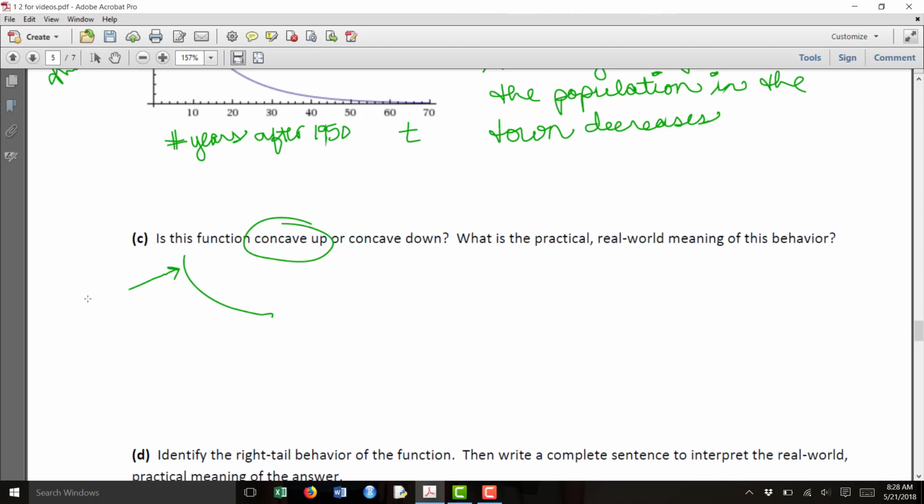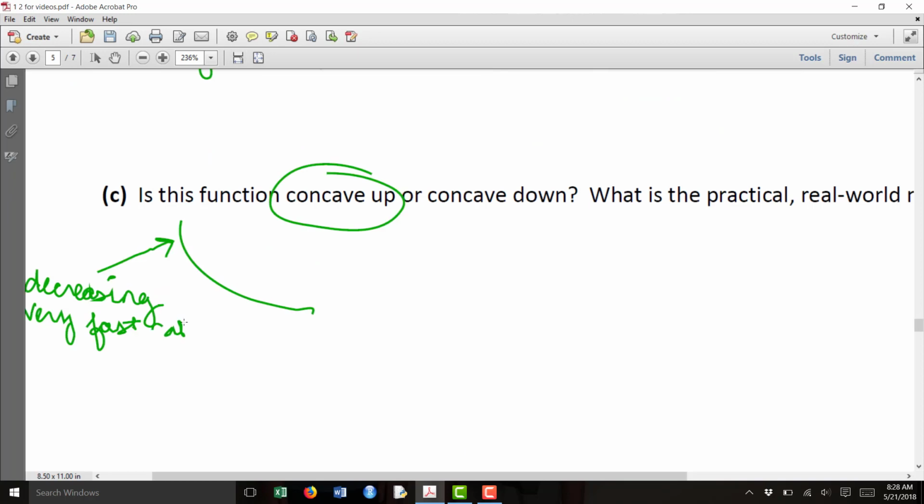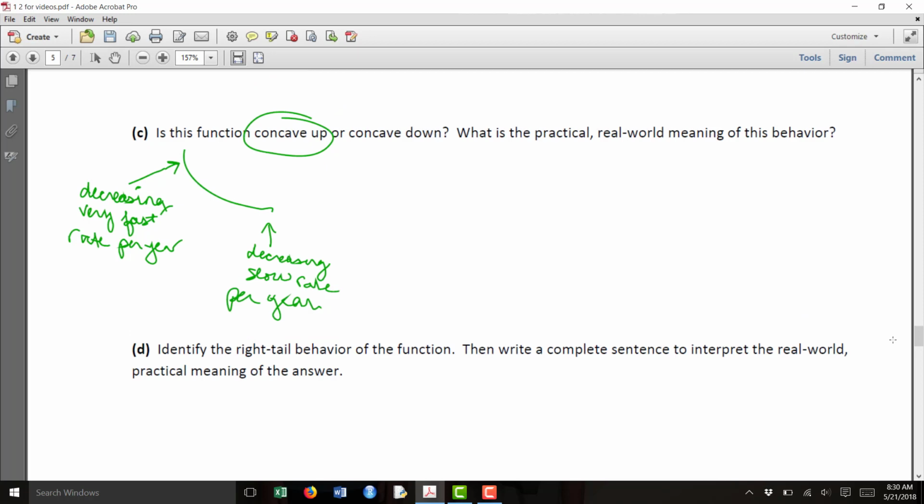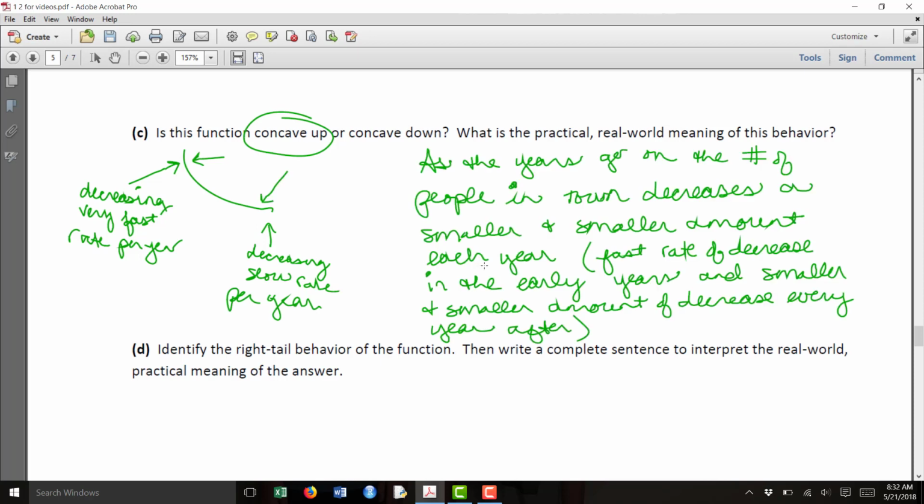Over on the left side, it's decreasing at a very steep rate, meaning it's decreasing at a very fast rate during that first year. And then in later years, it's decreasing still, but you see that it's a very shallow rate of decrease. So in later years, it's decreasing at a slow rate per year. So overall, as the years go on, the population is decreasing, but at a slower and slower rate each year.